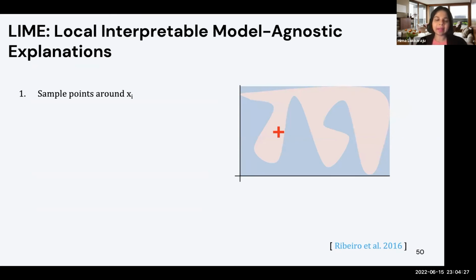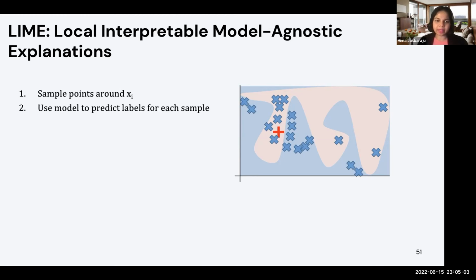Okay. One of the most commonly used and simpler algorithms to generate local explanations is LIME, which stands for Local Interpretable Model Agnostic Explanations, right? So let's say our goal is to explain the prediction of this point here, which is denoted by a red plus mark, okay? What we do in this algorithm is we first sample points around this point. We perturb that point slightly and generate a bunch of samples around it whose model prediction we would like to explain, okay?